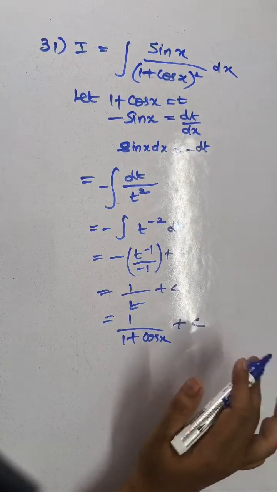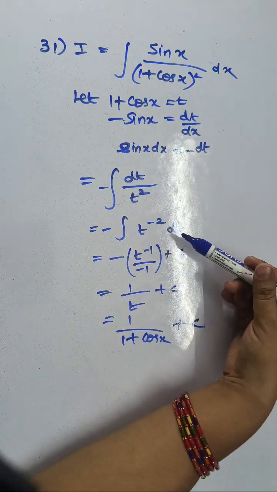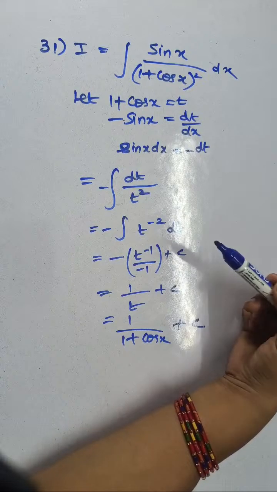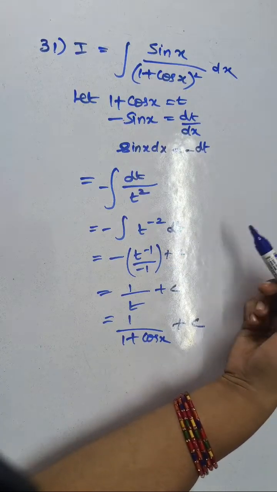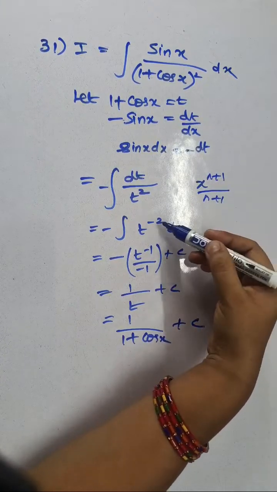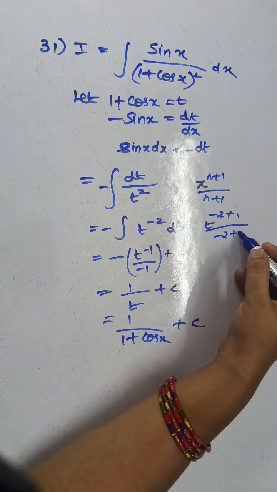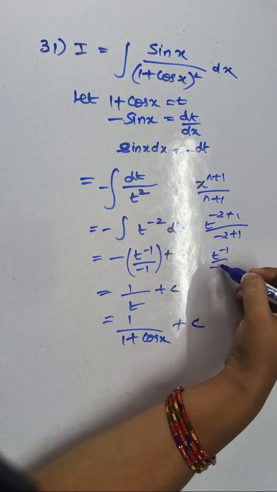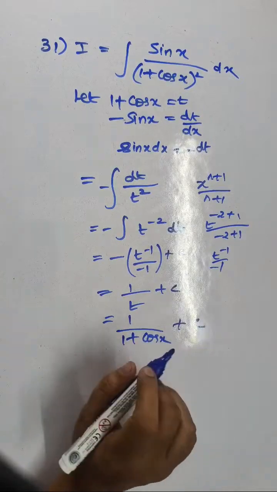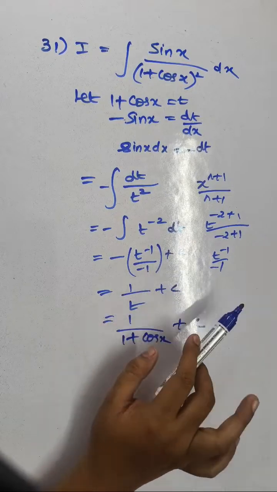In the previous question, it was power 1, so we used logarithm, as the integration of 1 by t is log t. But here, instead of power 1, you have power 2, so you have to take it to the numerator. Then use the power rule, that is x power n plus 1 by n plus 1. That is t power minus 2 plus 1 by minus 2 plus 1, that is t power minus 1 by minus 1. Already we have minus outside, that becomes positive. So I can leave it as t power minus 1 plus c.